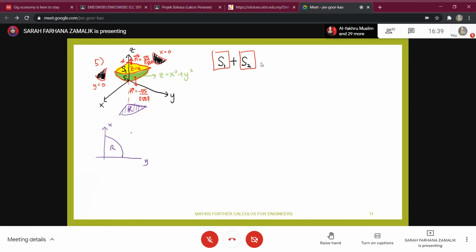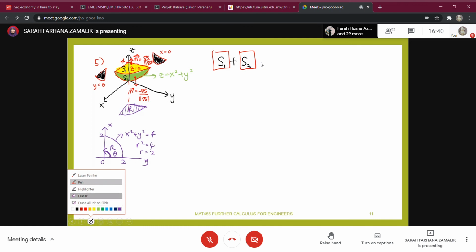So you know ini equation apa tadi? Z equals to X square plus Y square sebab kita ada Z equals to 4 juga. Hence this is actually X square plus Y square equals to 4. So R square is 4, radius is 2. So theta angle kat sini 0 until pi over 2 je sebab dia 90 degree. Hence it is on first quadrant kat sini on your XY plane.